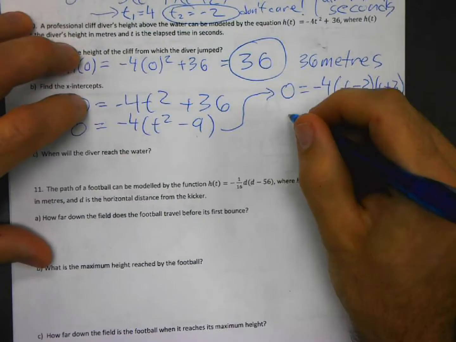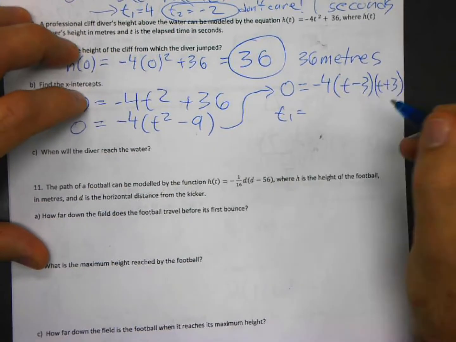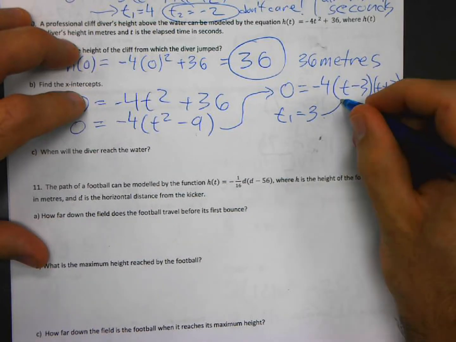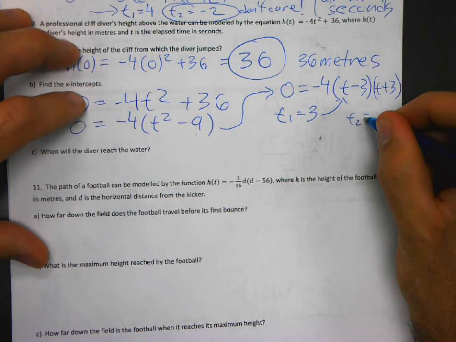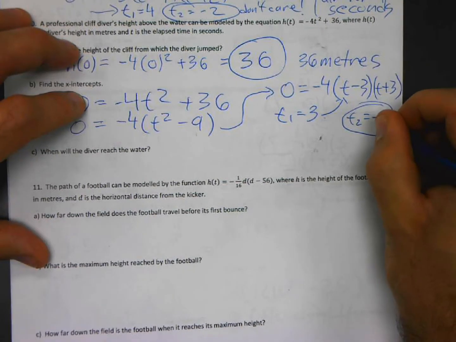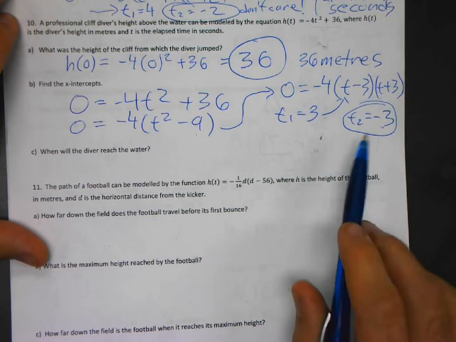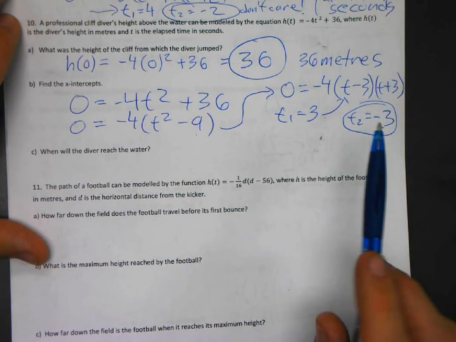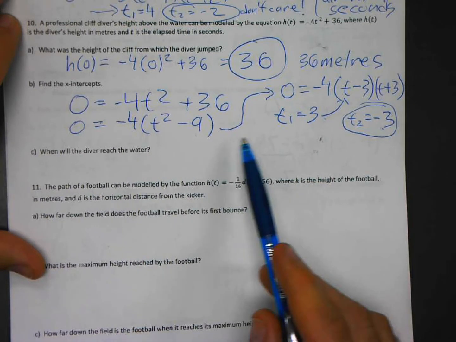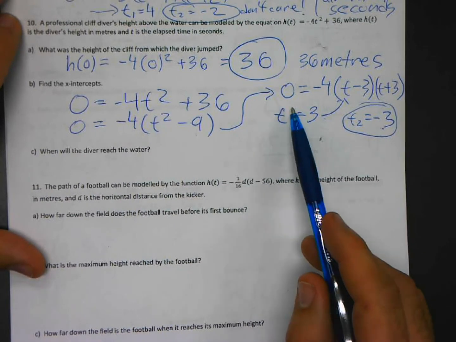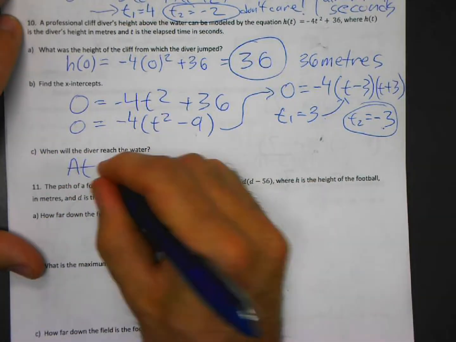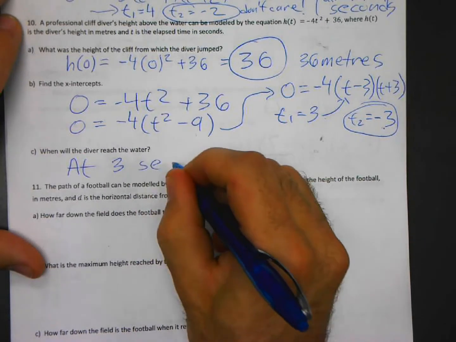So our answers here: t1 is equal to 3, because 3 minus 3 makes 0, and the other one will be t2 is negative 3. Again, don't care about the negative time. So that is the x-intercept, so there they are. When will the diver reach the water? The water we assume is at ground level or 0 height, so our answer of 3 will work there. So we're going to say at 3 seconds.